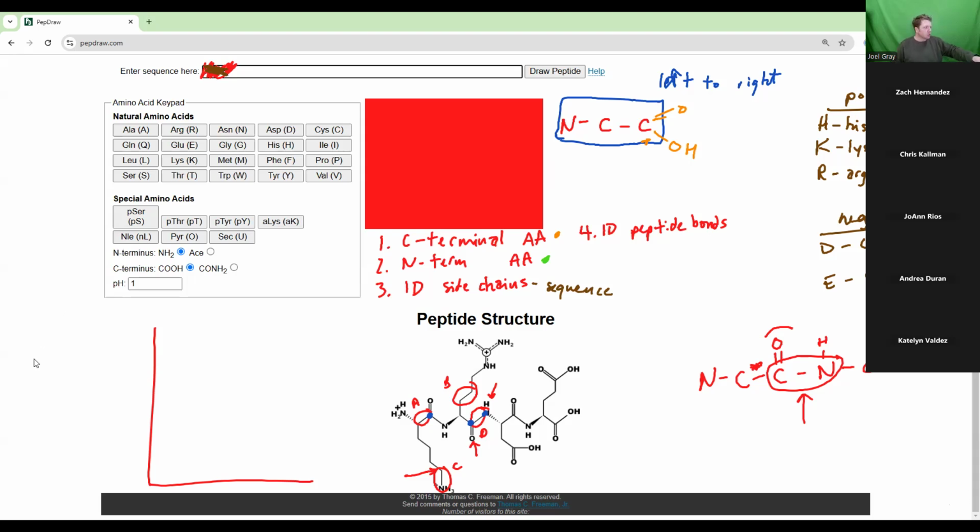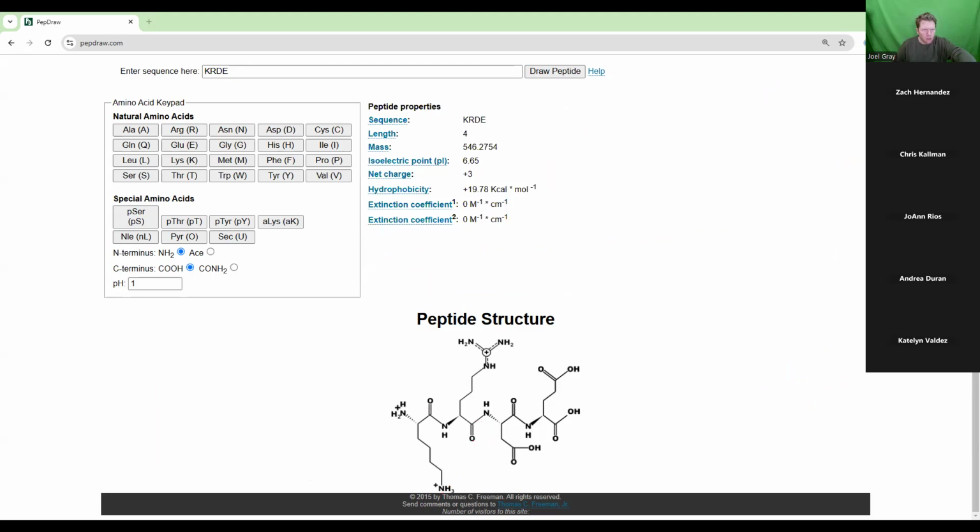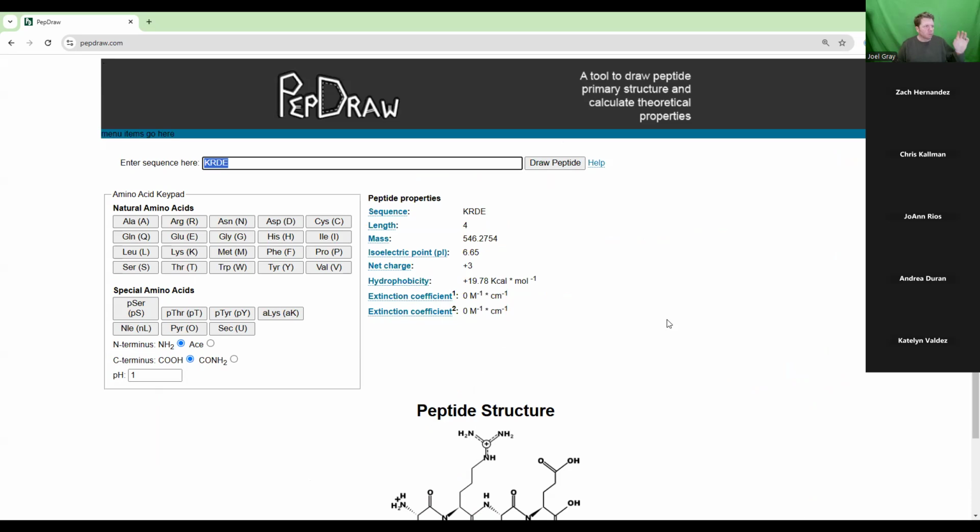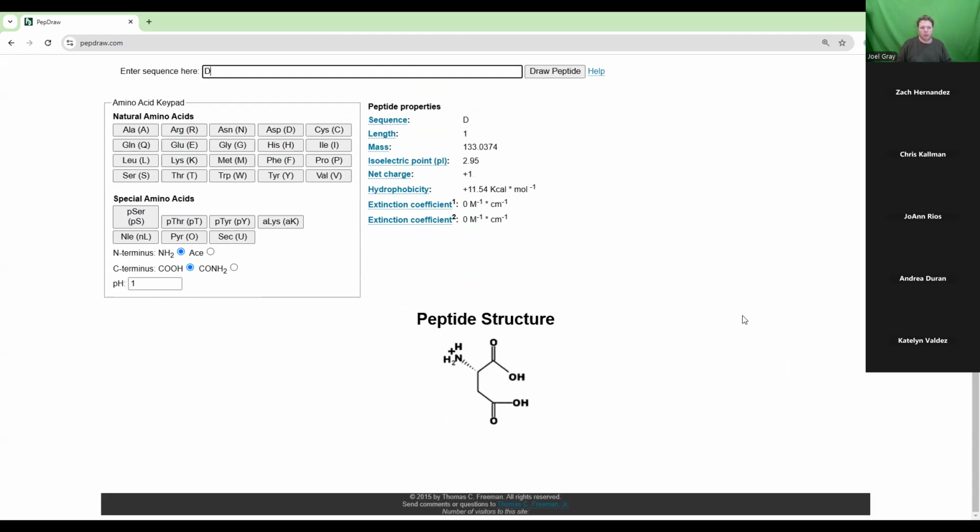What I want to do is just clear all my markings on the screen and then make my recommendation. And Marcus, I'll get to yours in just a second. When you see this tool, what I would recommend doing is plugging in single letter codes. Draw the peptide and familiarize yourself with what that looks like. Because on the exam, I'll just do print screen, use the Snipping Tool, and grab that.